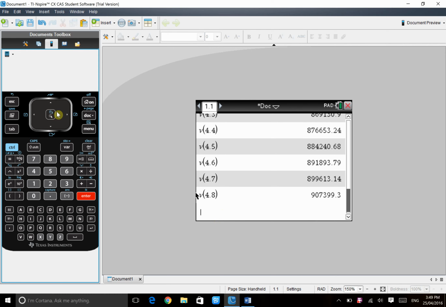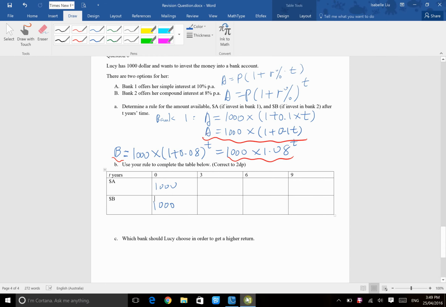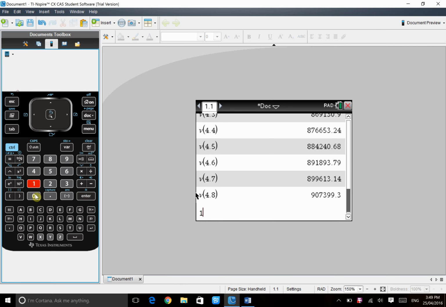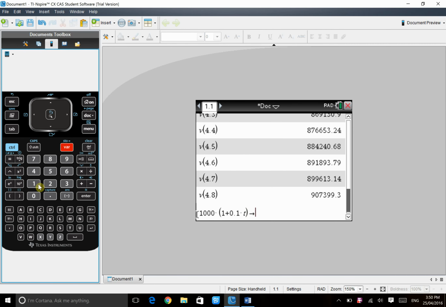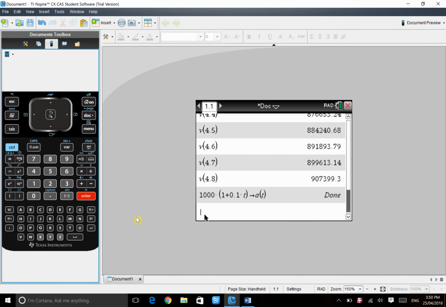Let's define the function again, because I don't want to substitute values like 6 times. So I would define that as 1,000 times bracket 1 plus 0.1 times T. Okay, so that's the simple interest one. Press Ctrl var. I can't make that X, I must make that T, because it's in terms of T now. So it's AT, enter. So that's done.